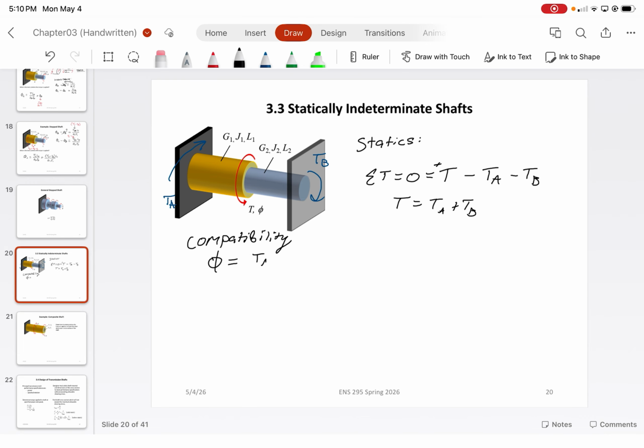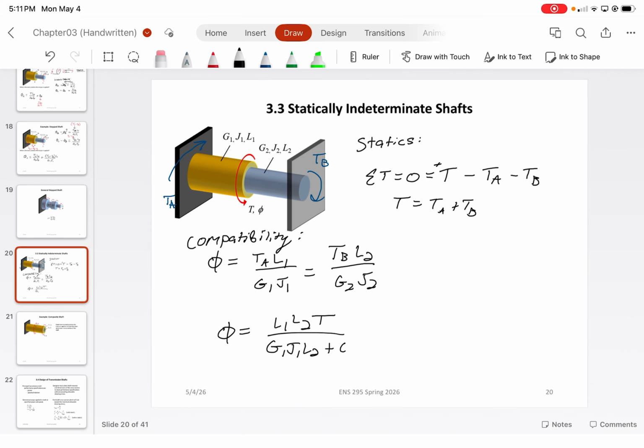The angle of twist for TA times L1 over G1 J1 has to equal the torque at B times L2 over G2 J2. And then once we solve for the overall torques using a combination of the statics and compatibility, what we can end up with is that the angle of twist at the center point of that rod would just equal, let's see, L1 times L2 T over G1 J1 L2 plus G2 J2 L1.